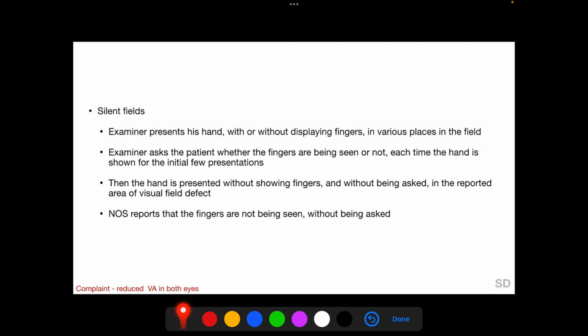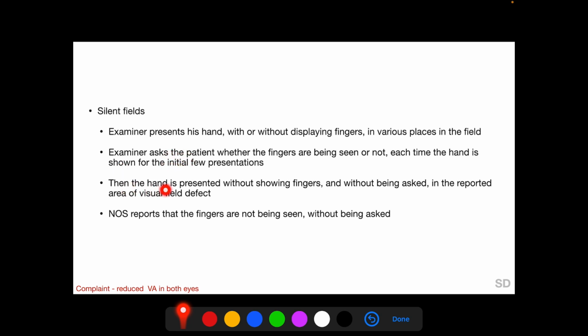And in silent field testing, the examiner presents his hand in various positions of the visual field with or without displaying his fingers. That is, at times he displays the fingers and at times he doesn't, and the examiner asks the patient whether the fingers are being seen or not. Each time the hand is shown, but this he does only for the initial few presentations.